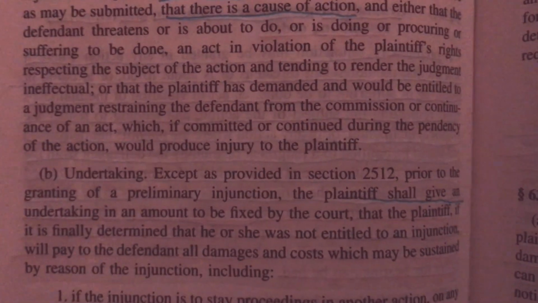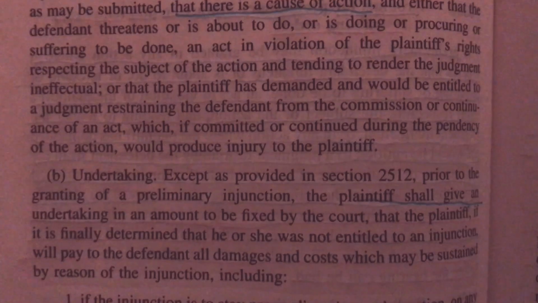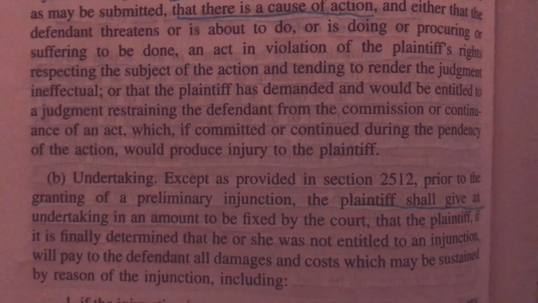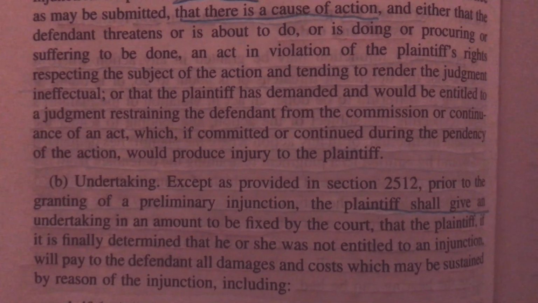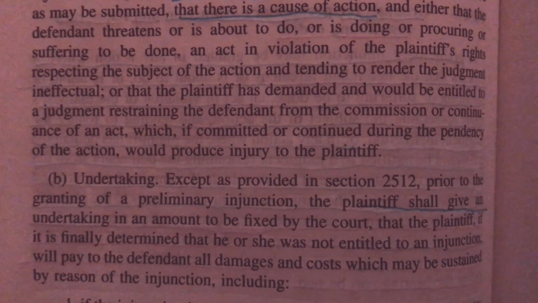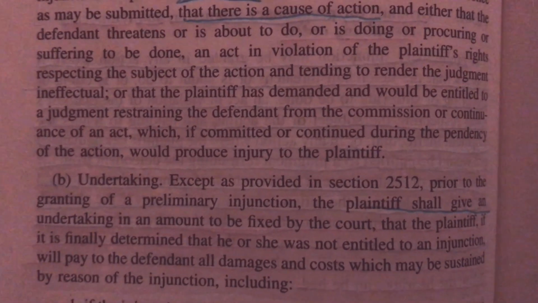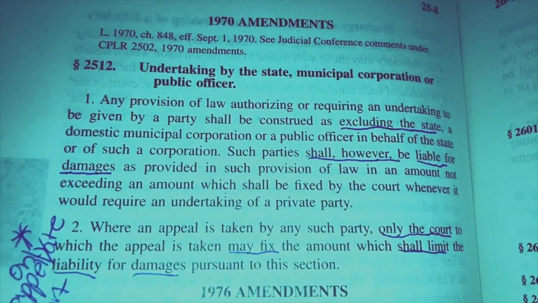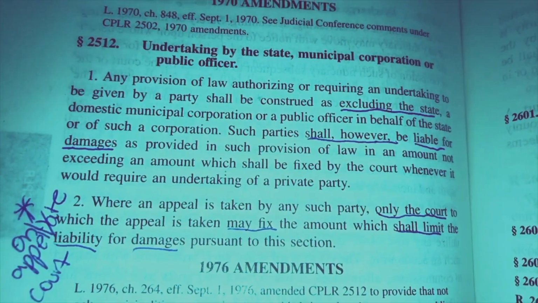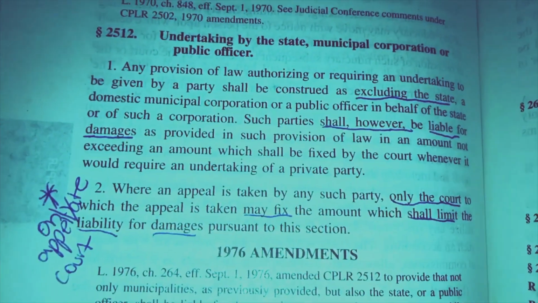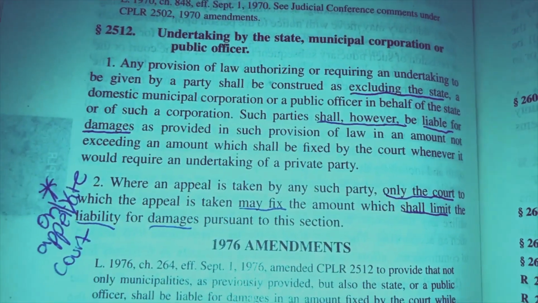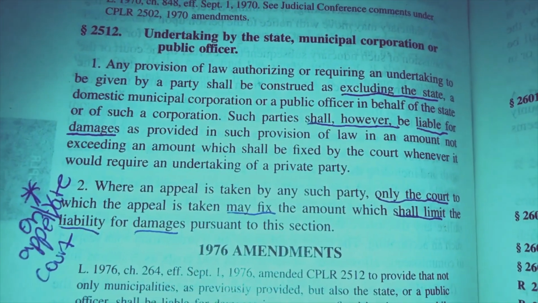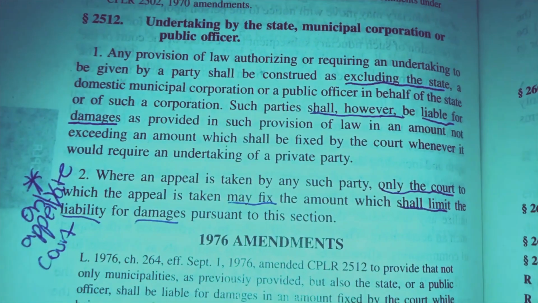Now, for a preliminary injunction, the plaintiff shall give an undertaking, except in section 2512. That's the only exception here. Okay, so 2512 is called undertaking by the state, municipal corporation, or public officer. And even though this is not on the exam, sometimes it's really important to know what an exception is because this is referenced so clearly and it will make sense when reading other articles.